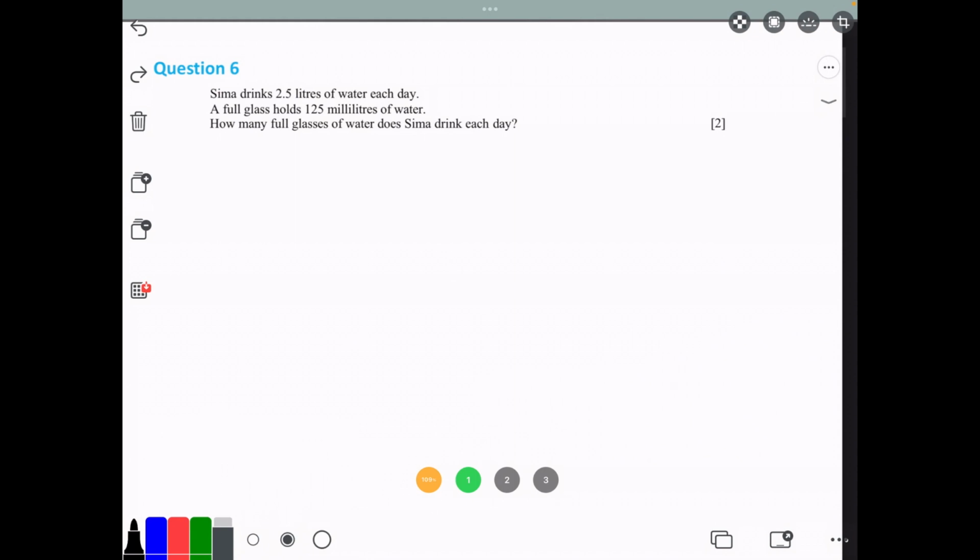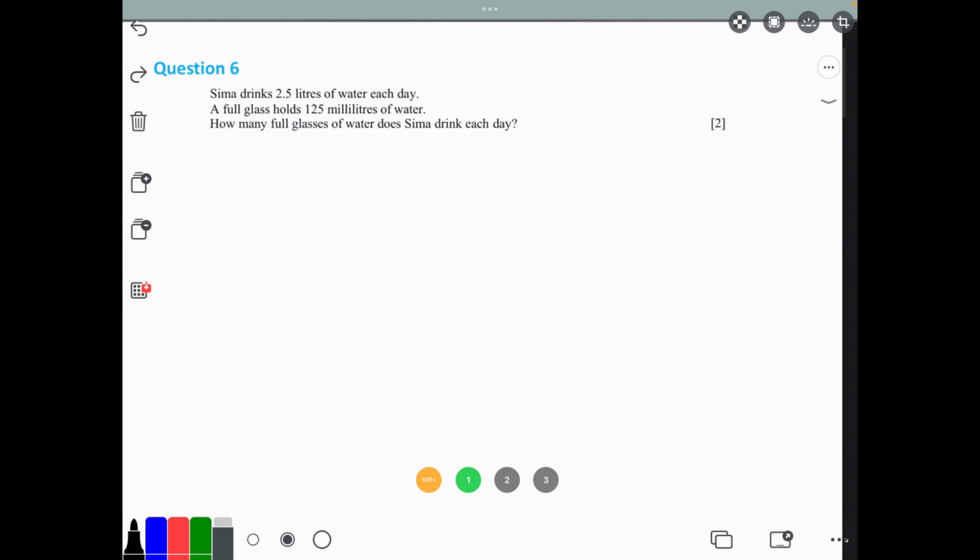For the next question, it is asking us, Sima drinks a 2.5 liter water each day. A full glass holds 125 milliliters of water. How many full glasses of water does Sima drink in each day?